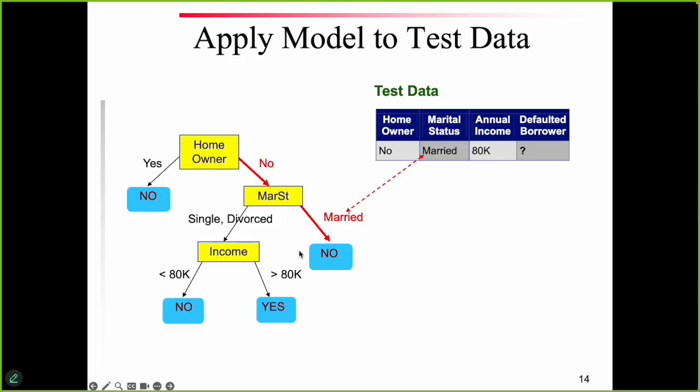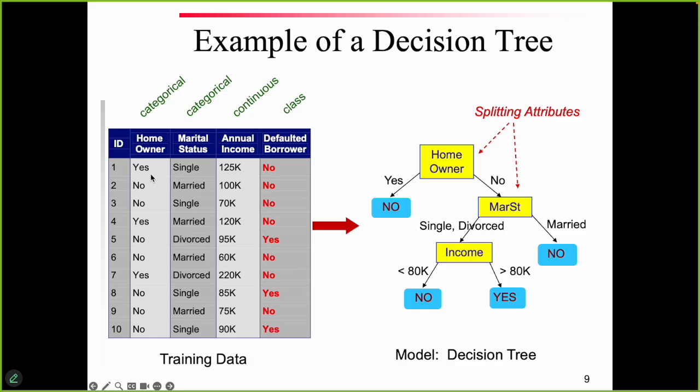And then here we reach the leaf. So we don't even need to check the income at this point, right? Because all people who are not homeowners and whose marital status is married all belong to class no. And this you can see here.